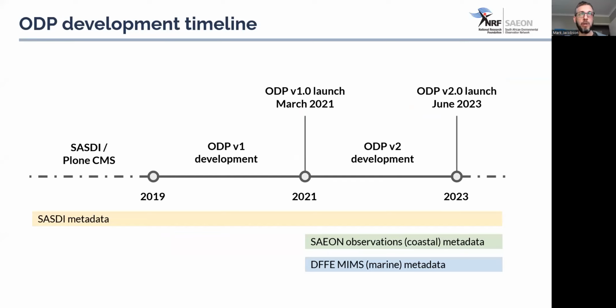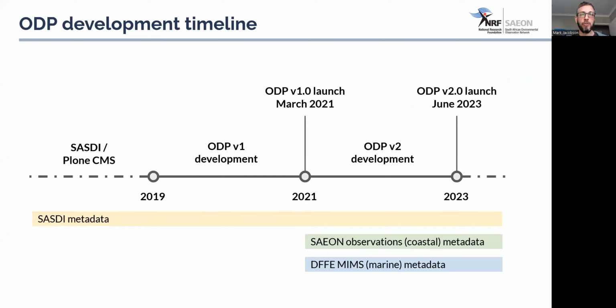Up until 2021, SAEON hosted datasets were published via SASD, the South African Spatial Data Infrastructure. Now, the SASD services and underlying Plone content management system had been around for a number of years and suffered from numerous problems, including poor security, limited support for data curation workflows, and very limited metadata validation.